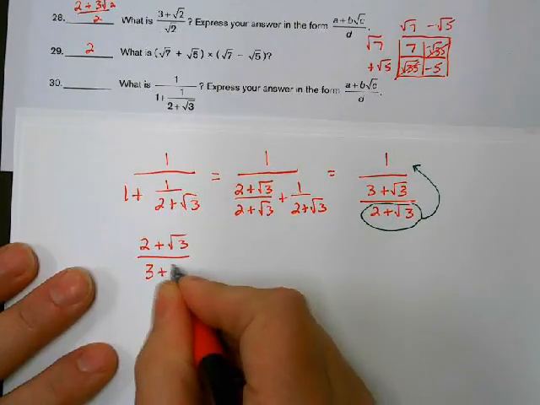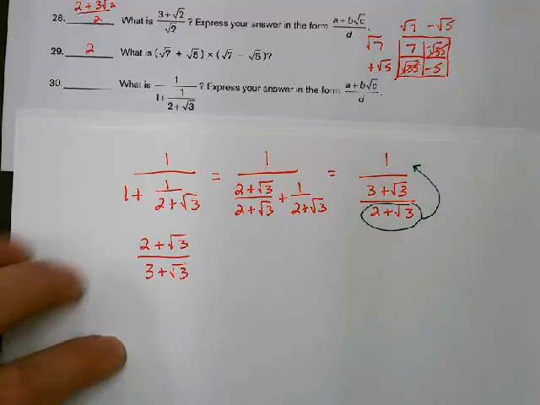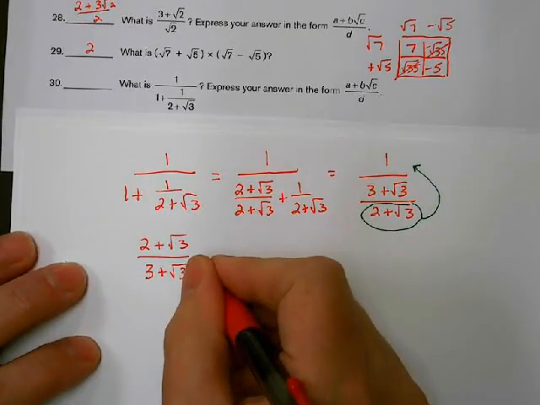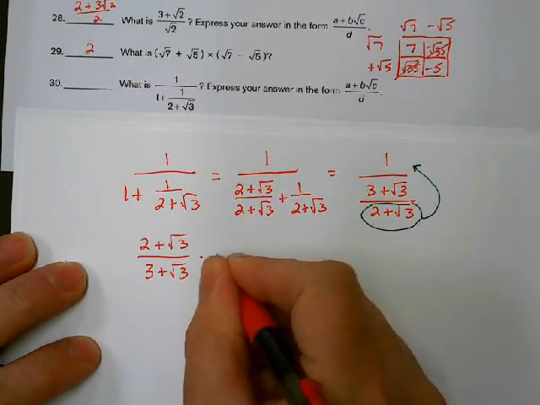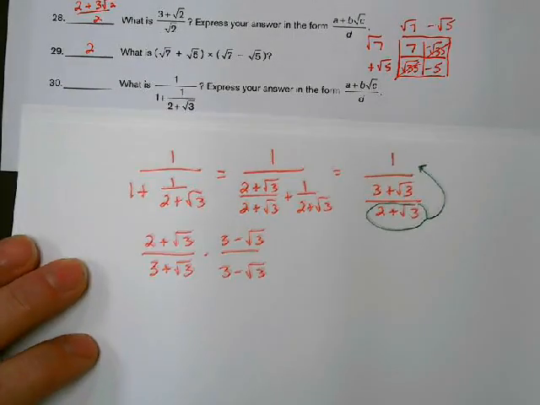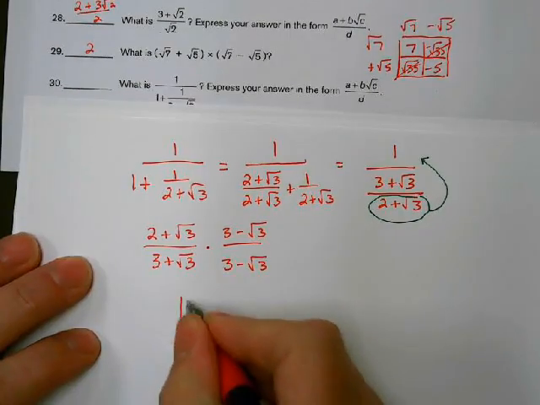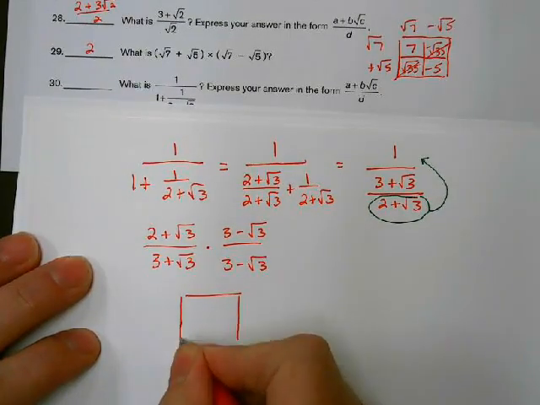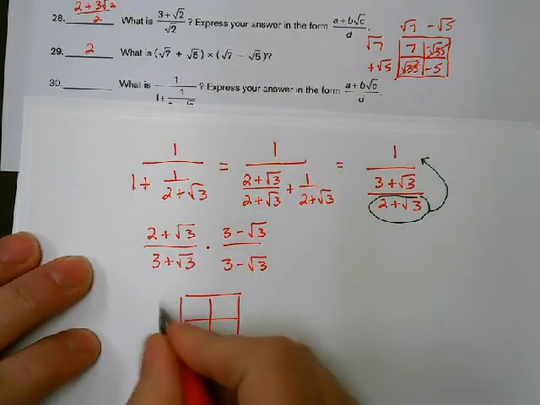Okay, I'm still breaking my rules. I have a radical in the denominator, so I'm going to end up using the conjugate. I'm going to multiply by 3 minus root 3. All right, since we have binomials here, we're going to have to use an area model. So I'm going to do the numerator first, 2 plus root 3 times 3 minus root 3.